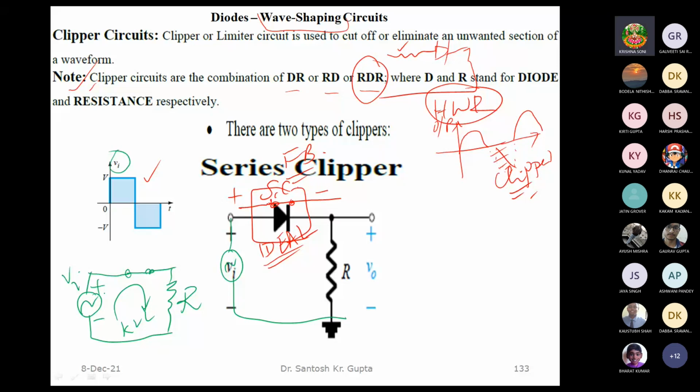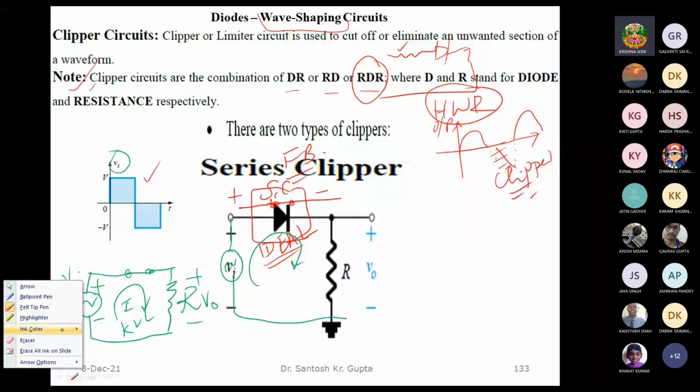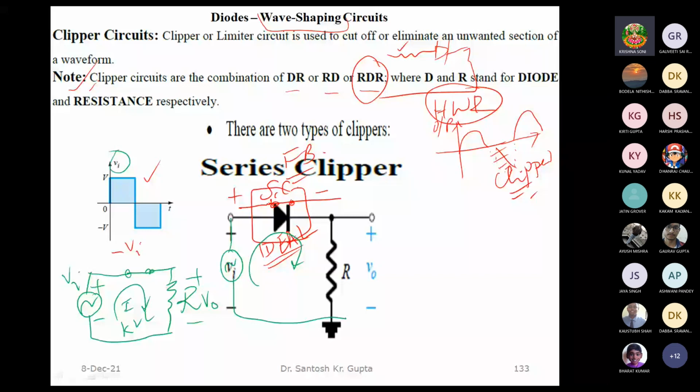So the voltage drop across this resistance will be, say, V naught. If we do a little analysis like this, then our values with their polarity are known to us, and we can easily apply the KVL to this loop. So minus Vi plus V naught equals 0, and it happens that V naught is equal to Vi. V naught equal to Vi means the output voltage is the same as the input voltage.